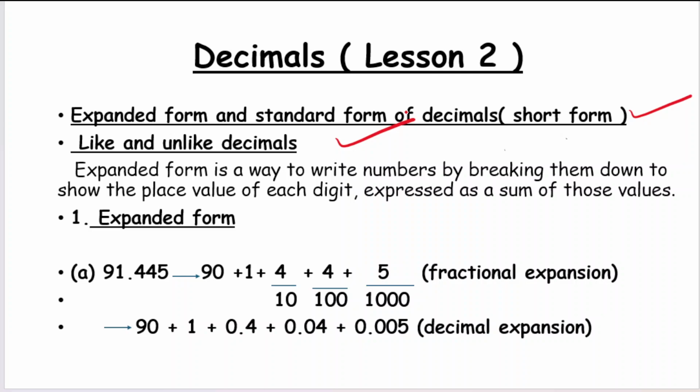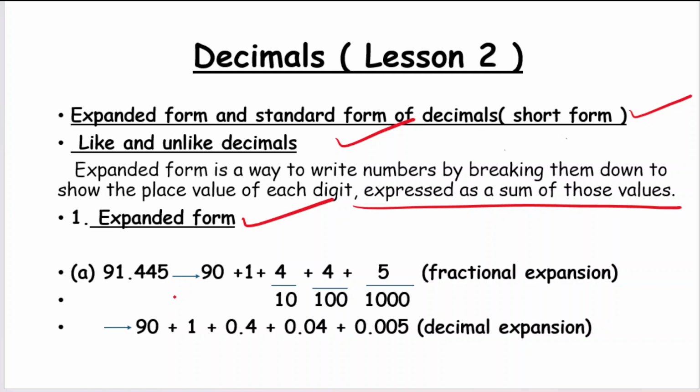Now, let me explain to you what is expanded form. It is a way to write numbers by breaking them down to show the place value of each digit expressed as the sum of those values. So I hope you are able to recall what is expanded form. Now let us do a few sums and understand more in depth. Now first is expanded form related to decimals, of course.